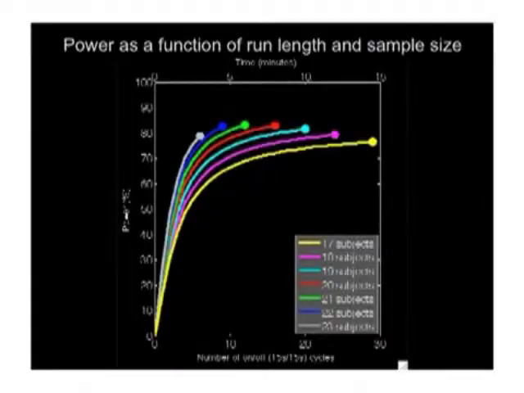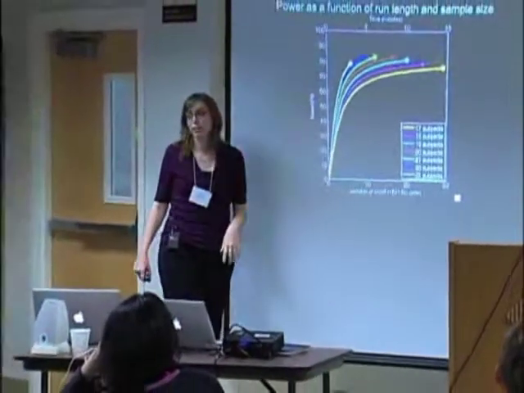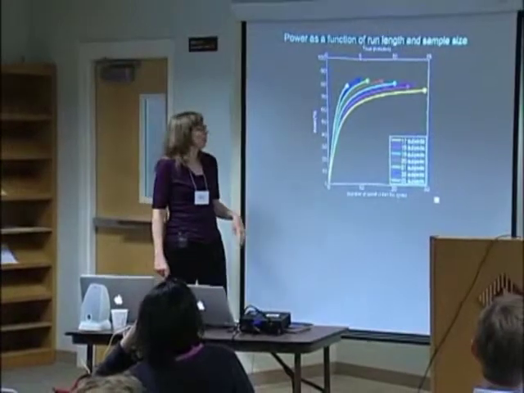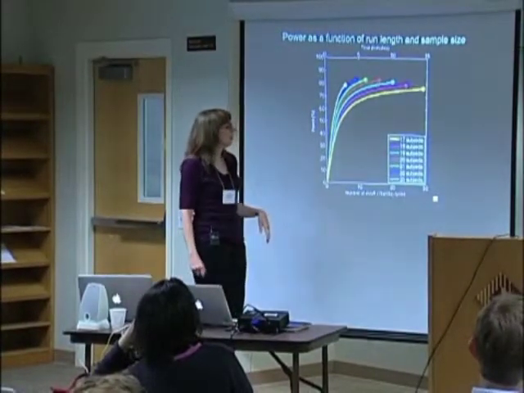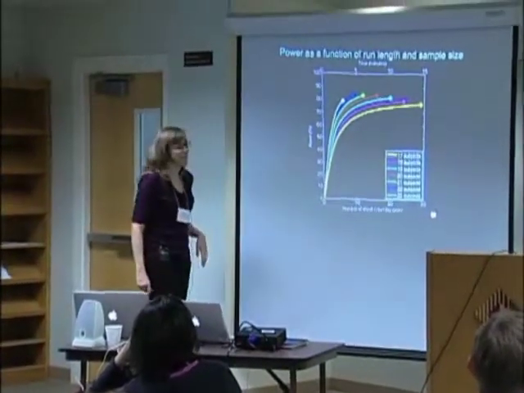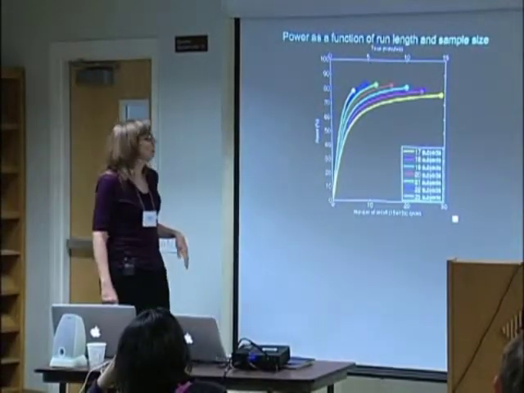But anyway, so here we have power on the y-axis. And on the x-axis, we have the number of cycles. It was a block design, so it was a 30-second cycle. And I just put the corresponding time in minutes up here. So each of these power curves is for a different sample size. And the reason they end at different points is because I capped how much money you could spend on the study. So it gives you an idea of the cost and your limitations in power by cost.